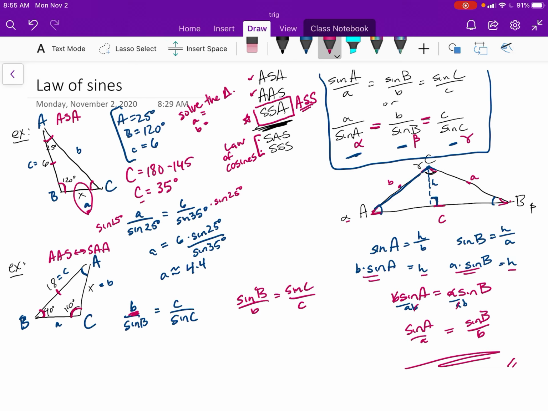Which brings me, I guess, looking at the first one, I said a is 4.4, which is actually x, right? That was my unknown. So I'm going to use x in this one. x over sine 40 equals 18 over sine 110. Make sure in this section your calculator is in degrees. So multiply by the sine 40 and just substitute all of this into your calculator. 18 times sine 40 over sine 110, and you get approximately 12.3.